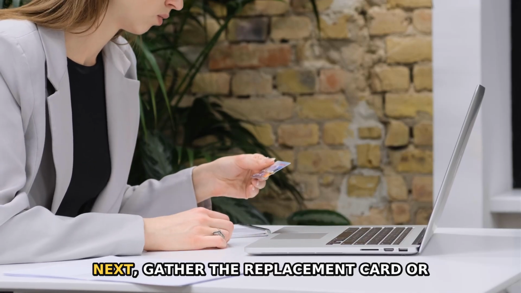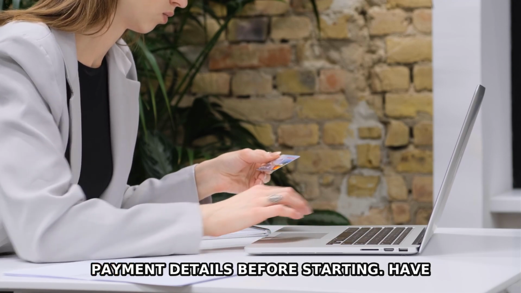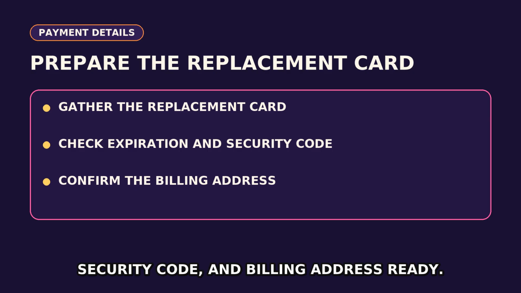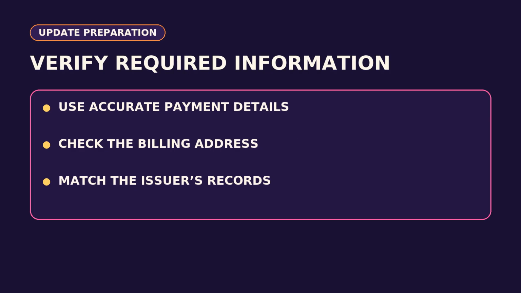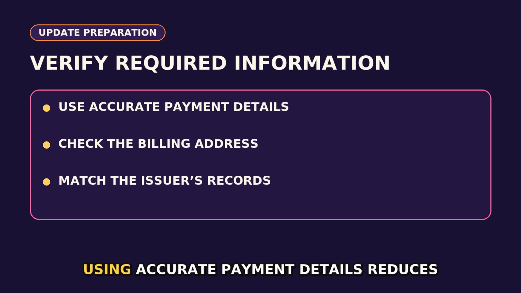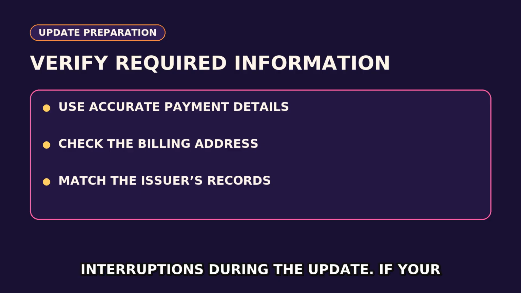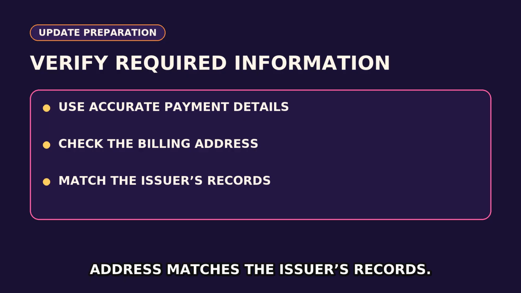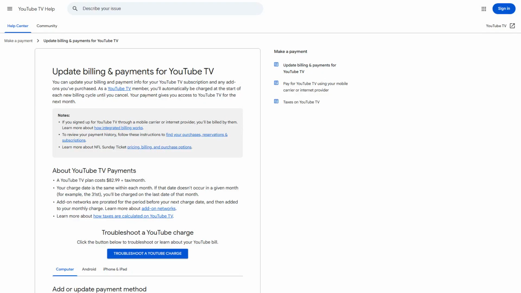Next, gather the replacement card or payment details before starting. Have the card number, expiration date, security code, and billing address ready. Using accurate payment details reduces interruptions during the update. If your card has changed, verify the billing address matches the issuer's records.